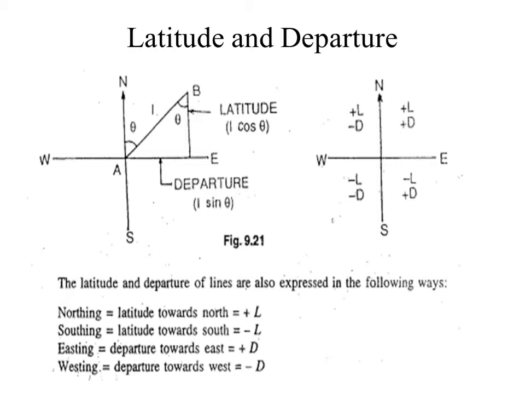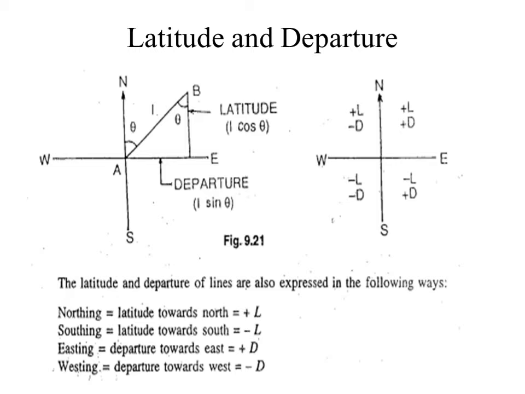Whenever we are going to calculate, the latitude is calculated as L cos theta, whereas departure is calculated as L sin theta, where L is the length of a line and theta is the reduced bearing of a line. Similarly, the latitude and departure of lines are expressed in the following ways.